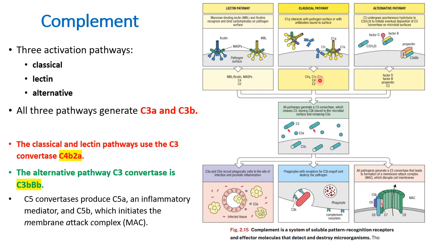So when you cut C2 and C4, okay, you are going to have a piece of C4 that is going to fly away. This is going to be C4A, and a piece of C4 that is going to bind to the surface of the pathogen. Okay, so it's C4B and C4A.